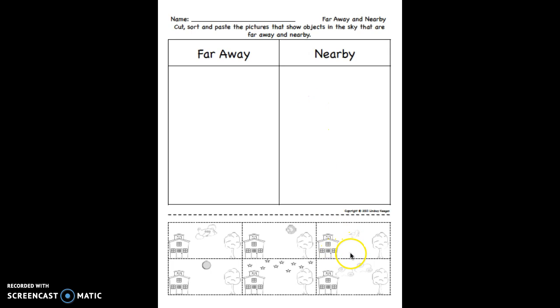Do the same for the rest of the pictures. We have a bird, the sun, stars, and clouds. Remember that far away means that it's in outer space. Nearby means that it's not in outer space. Have fun showing your teachers what you've learned about far away and nearby.